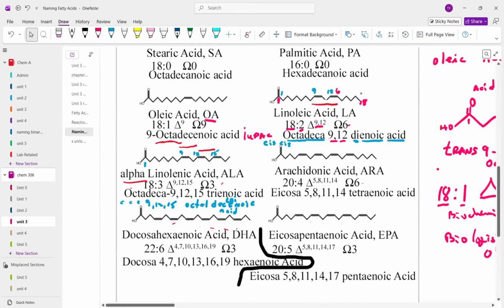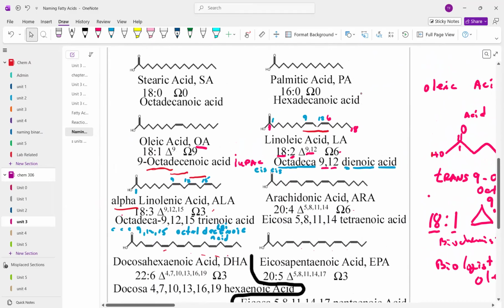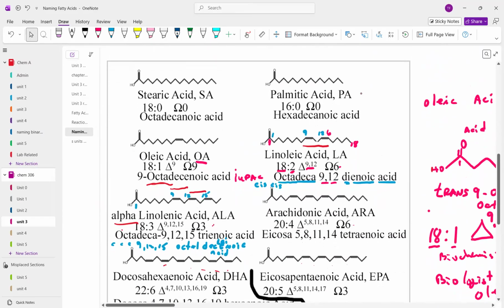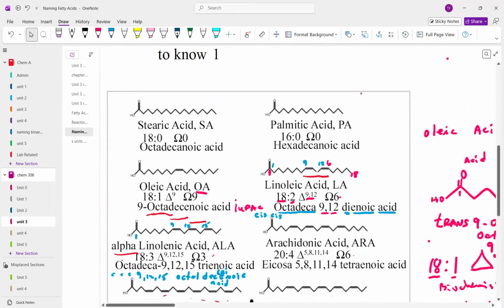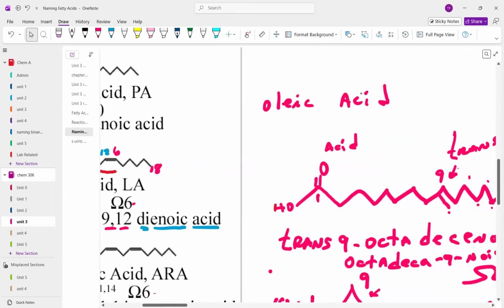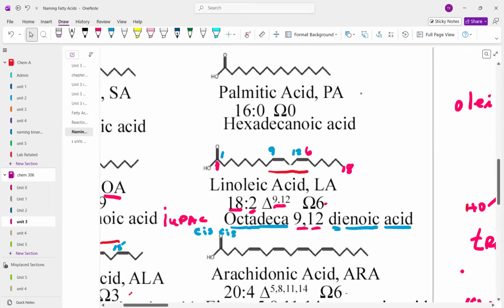Okay, so if, for example, now, these are all cis, the way these are drawn. Let's look at oleic acid. Where's that? Over here. That's drawn as a cis configuration. That's drawn as a trans configuration.